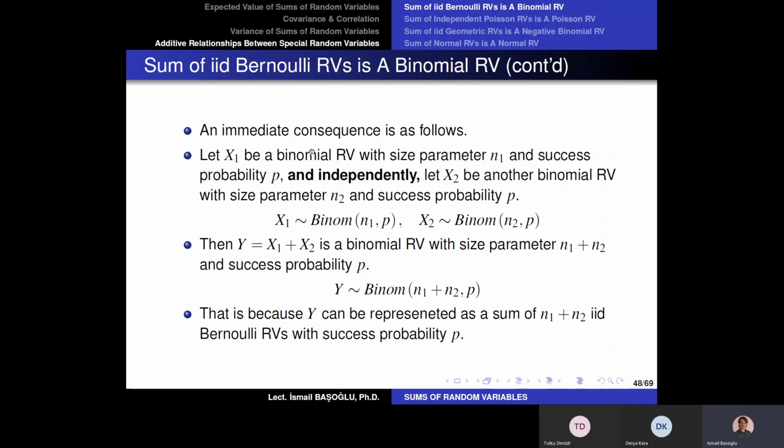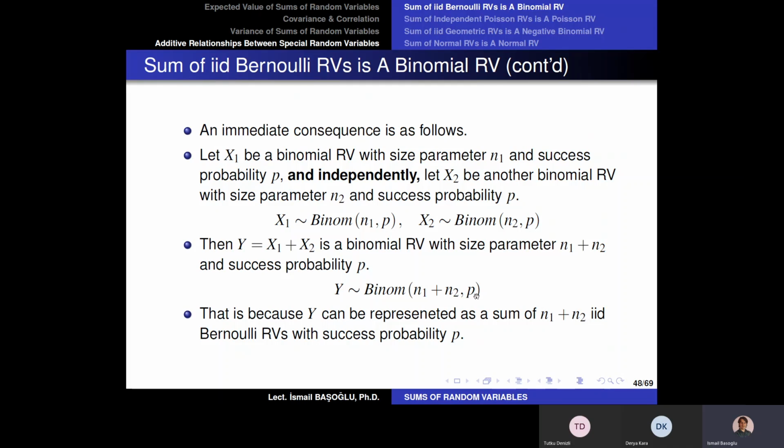So let's just say I have two binomial random variables. These binomial random variables have the same success probability P, but they may have a different size parameter. So they may not have the same size parameter. Okay. So X1 is a binomial random variable with size parameter N1 and success probability P. And X2 is a binomial random variable with size parameter N2 and success probability P. Now, what is X1 plus X2? It is another random variable Y, and it is going to be a binomial random variable with size parameter N1 plus N2 and success probability P.